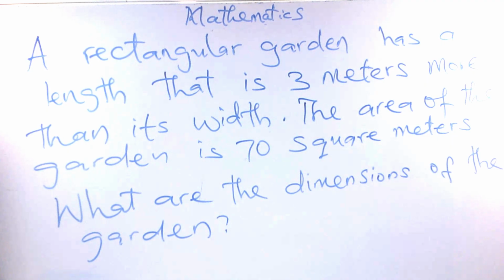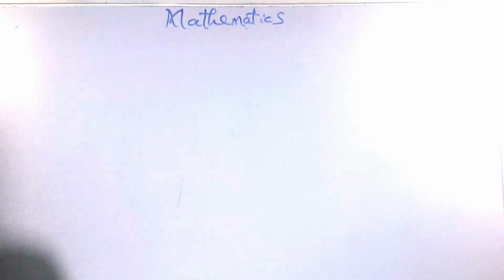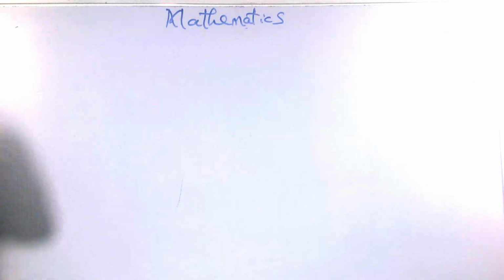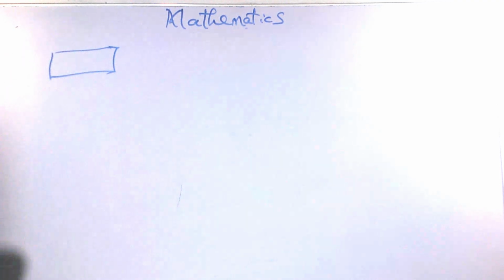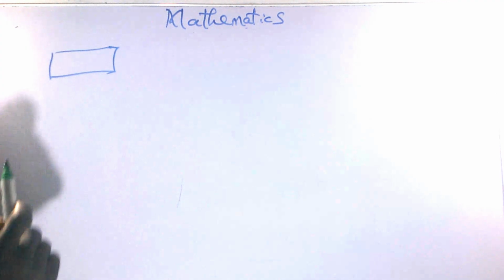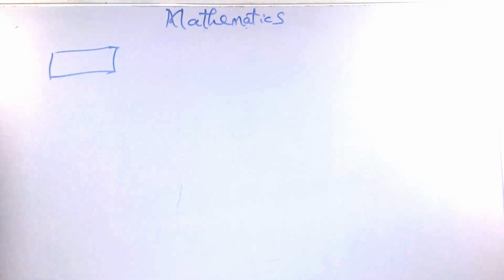Now you need to ask yourself, what are dimensions? Dimensions are the measurements of how long, how wide something is. So here we are talking of a rectangular garden. From the knowledge of a rectangle, we know that a rectangle has two dimensions, the width and the length. And from the question, the length is 3 meters more than the width. We don't know the width.